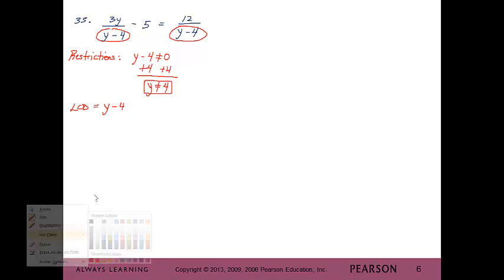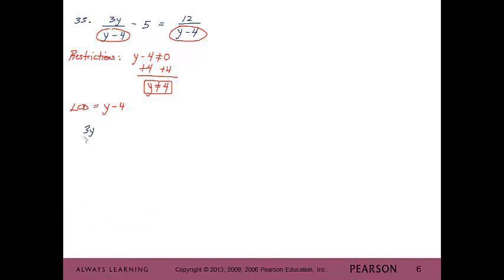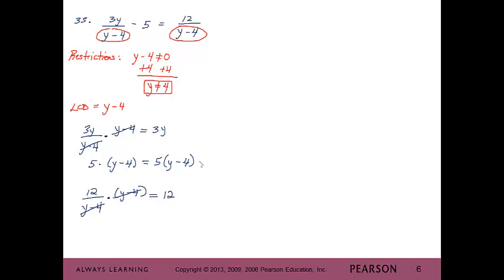So now we're going to multiply each term by our y minus 4. So 3y over y minus 4 times y minus 4. The y minus 4's cancel, and we're left with 3y. And then 5 times y minus 4. We're going to leave that as 5 times y minus 4 for now. And then 12 over y minus 4 times y minus 4. The y minus 4's cancel, and we're left with 12. So our equation will become 3y minus 5 times y minus 4 equals 12.